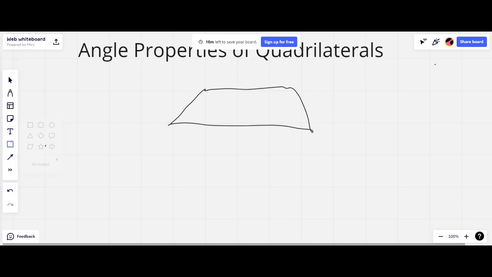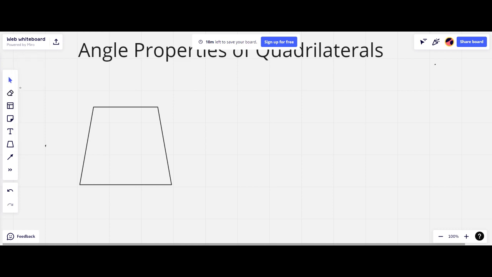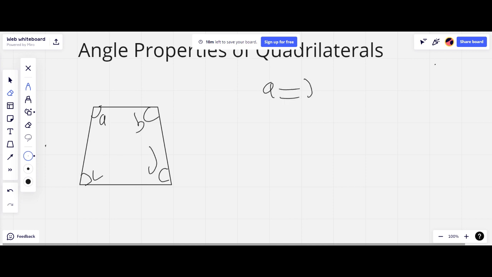This is an isosceles trapezium. Here I found one. So, as it's an isosceles trapezium, let's label these angles A, B, C, and D. A is equal to B and C is equal to D. So if you knew the angle C, you could find A, B, and D by only knowing C, because C is equal to D, and then A equals B.